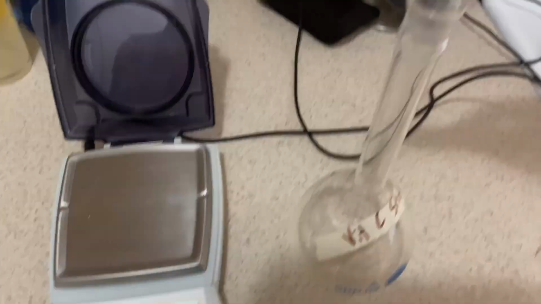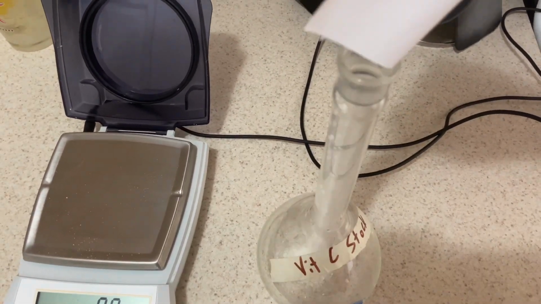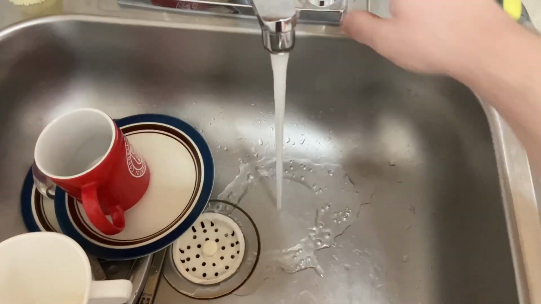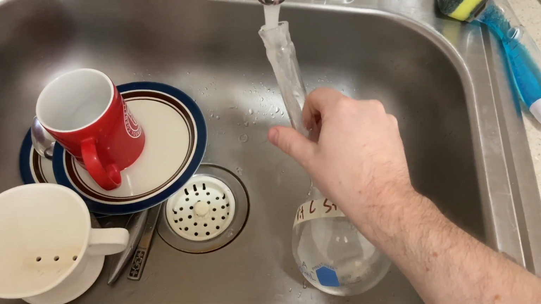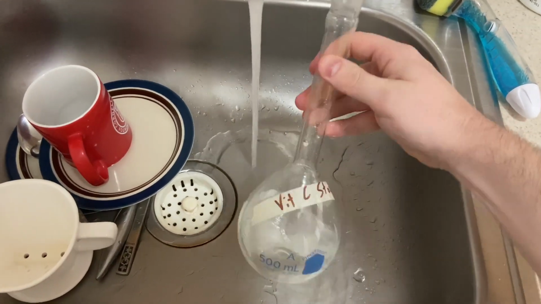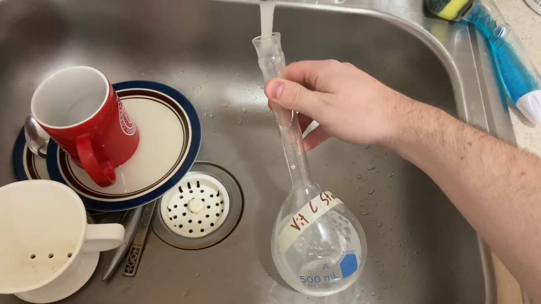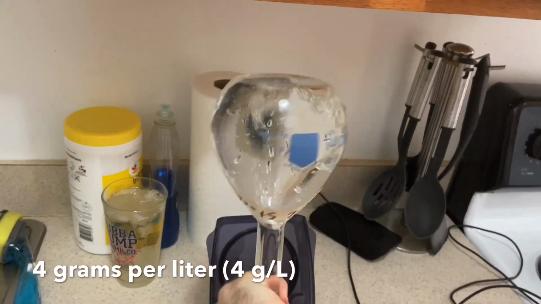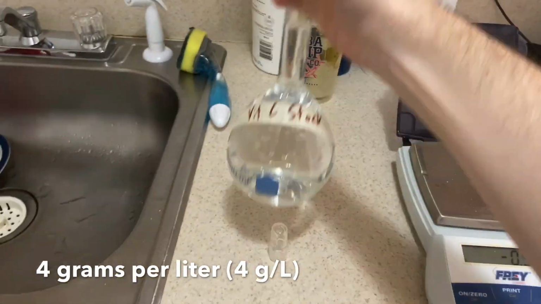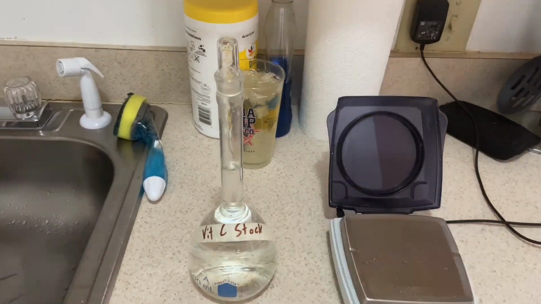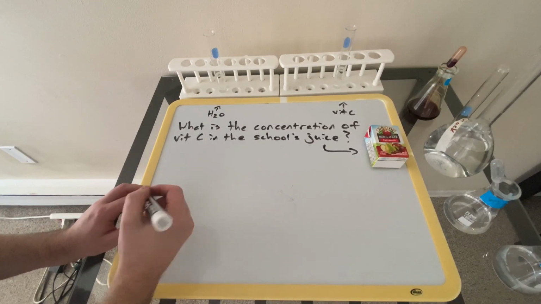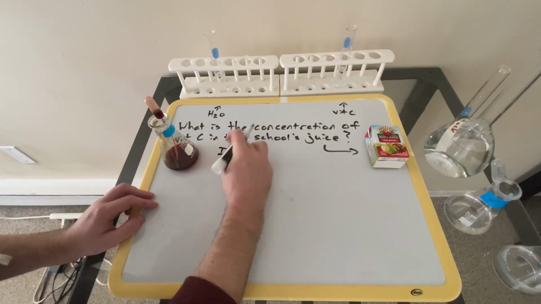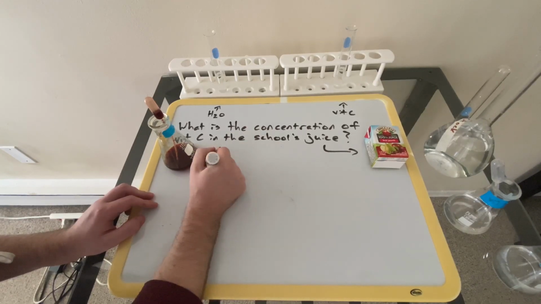So I'm going to start by making my vitamin C solution. There you see I have 2 grams of vitamin C powder going in there. And I'm going to put 500 milliliters of water, which is half a liter. So if you do the math, the concentration per liter is 4 grams. 4 grams per liter in my original solution of vitamin C that I'm going to use in my experiment. So our question is, what is the concentration of vitamin C in the school's juice? And we're going to use iodine to figure that out, I2.